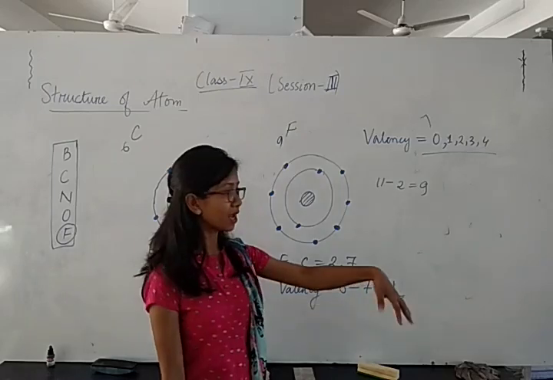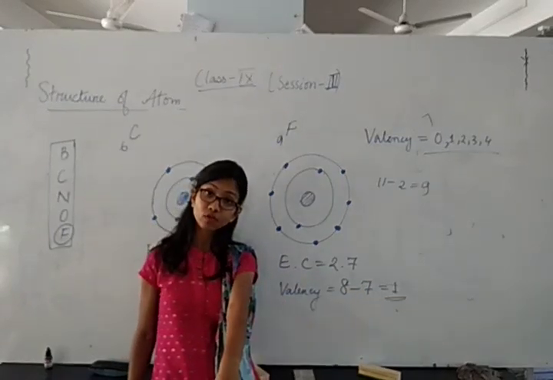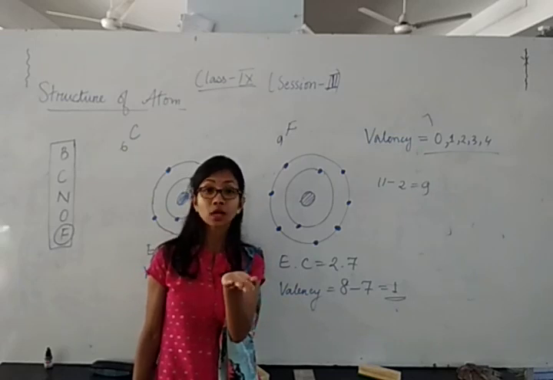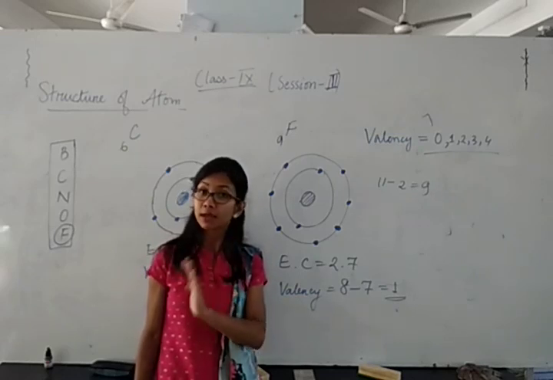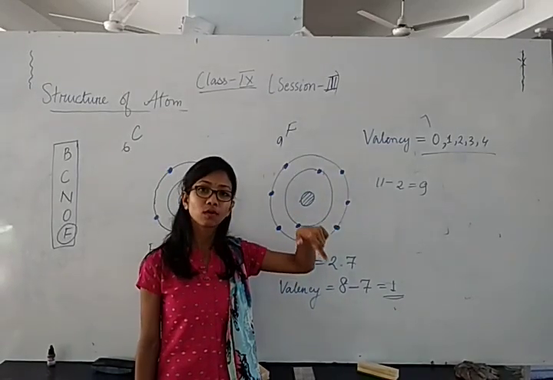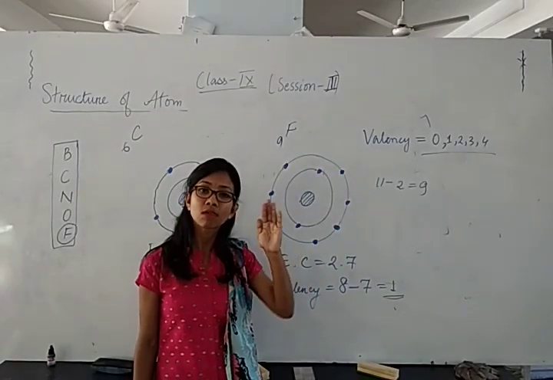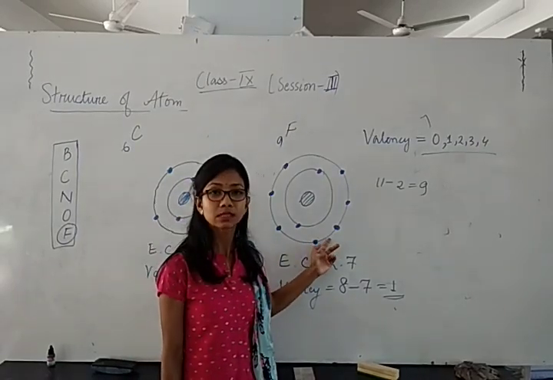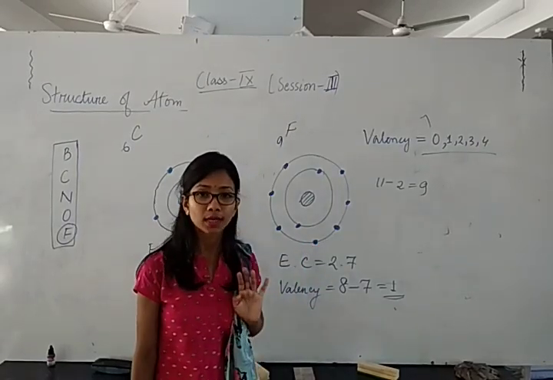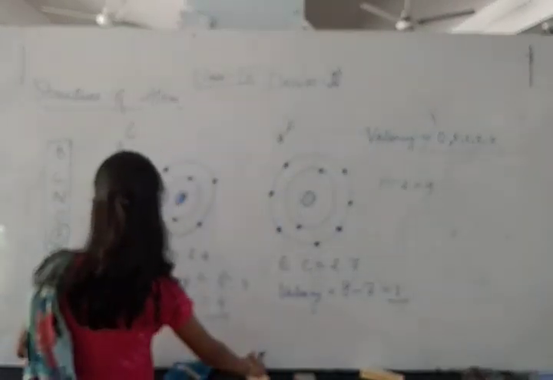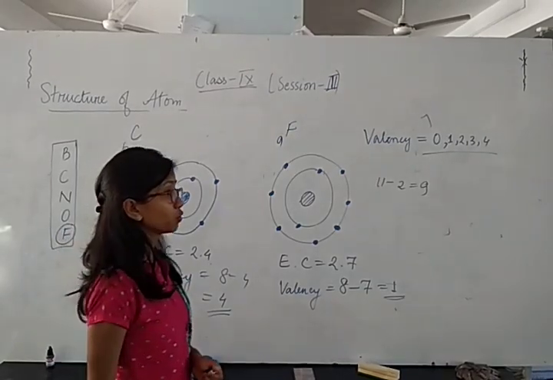See the valency: if more than 4 electrons are present, then you always have to subtract it from the number 8. For example, if 5 electrons are present in the outermost shell, then you have to do 8 minus 5, it will be equal to 3 valency. Similarly here, 8 minus 7 is equal to 1. Is it clear? This is how you have to calculate the valency. Now I think I am clear to you how you have to write.